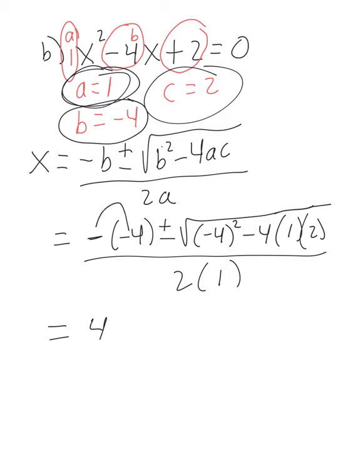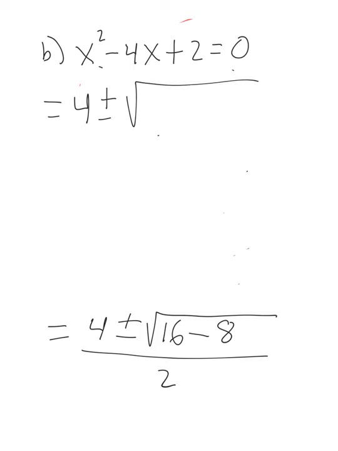So I have 4 on the top left corner, plus or minus square root. I have 16 minus 8, which is obviously 8, all over 2 on the bottom. Okay, so even though this is the right answer, if you typed this into the MyMathLab, it would say wrong, because the square root of 8 does simplify further. So to know that for sure, we got to draw that factor tree.